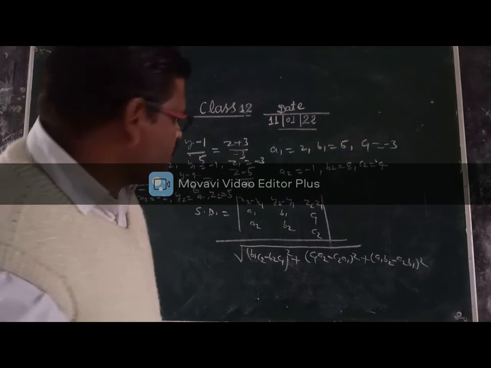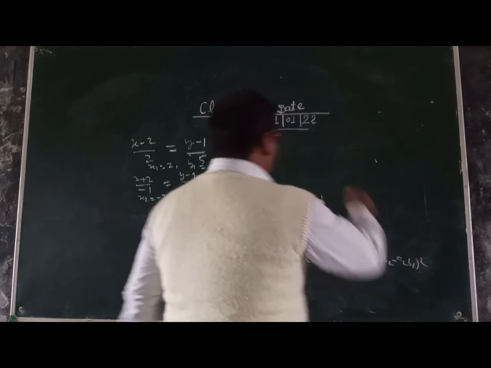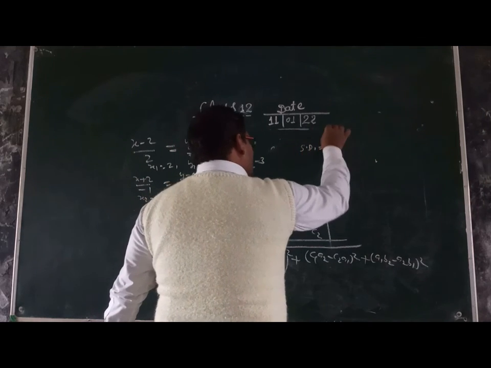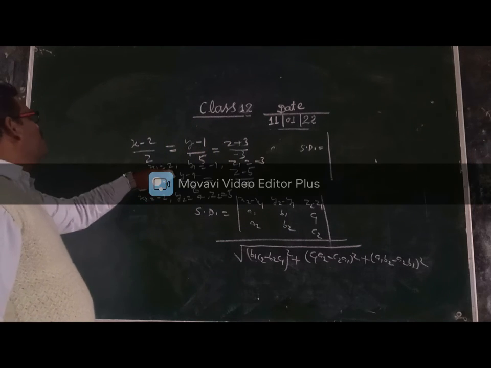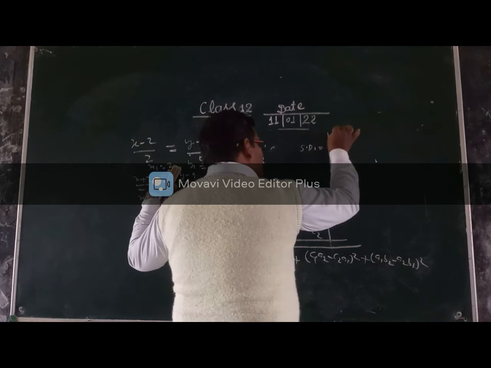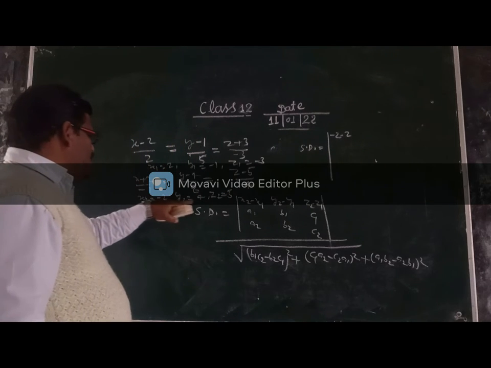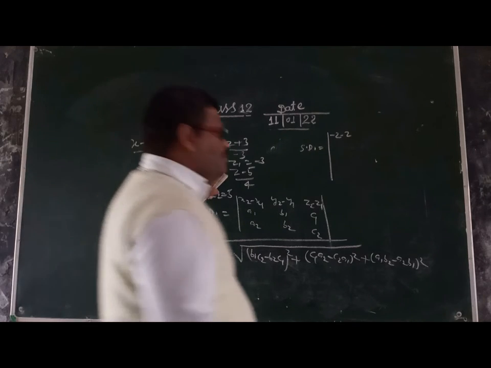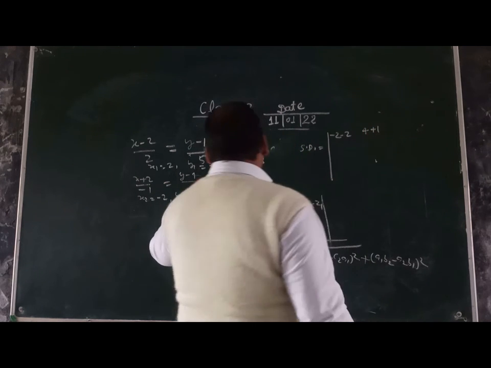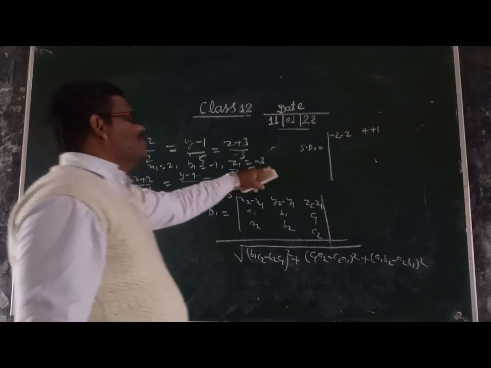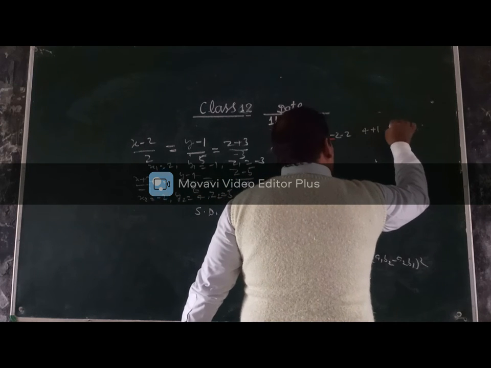SD is equal to the determinant of x2 minus x1. The x2 means minus 2, x1 means 2, so that is minus 2 minus 2. y2 minus y1: y2 means 4, y1 means minus 1, so 4 plus 1. z2 minus z1: 5 minus minus 3, that is 5 plus 3.